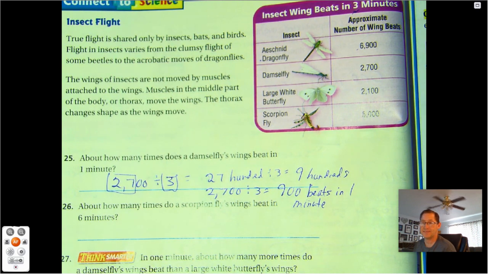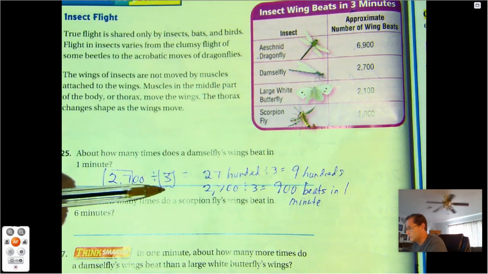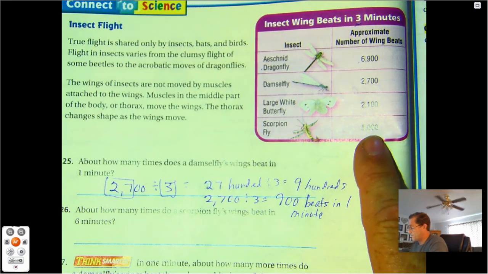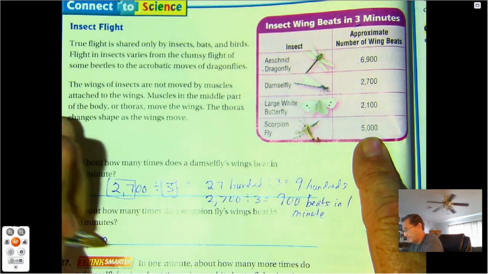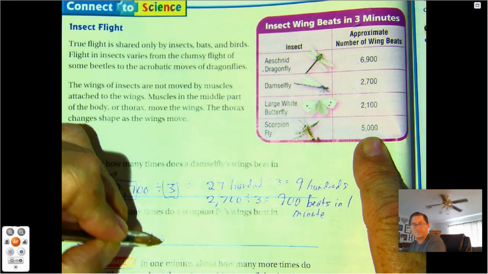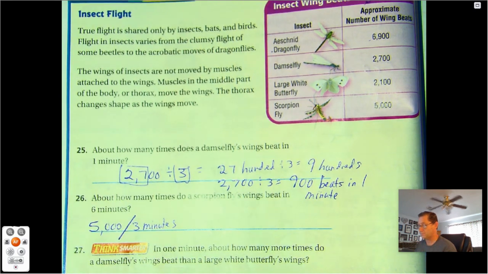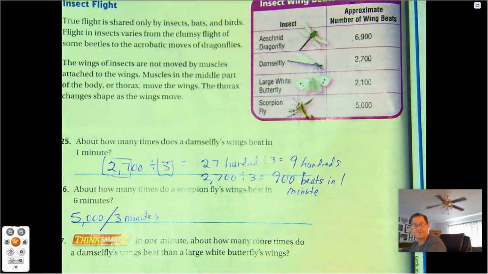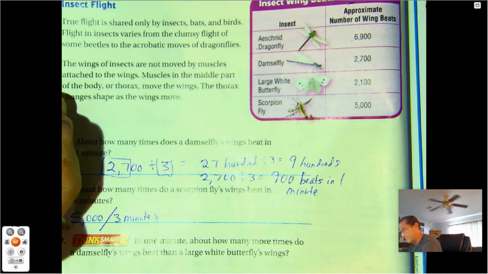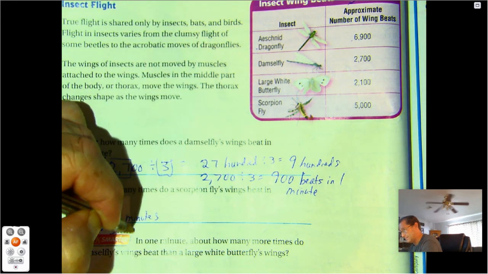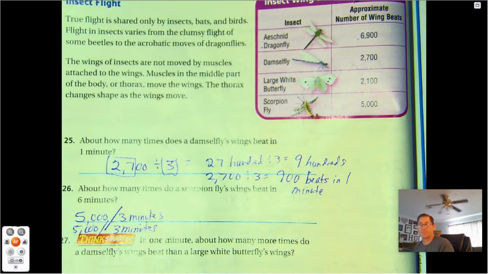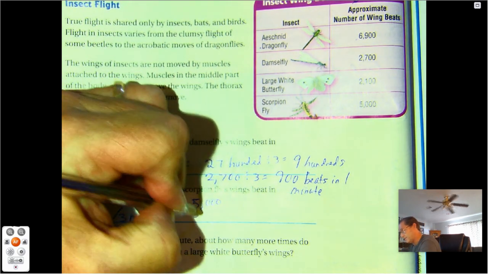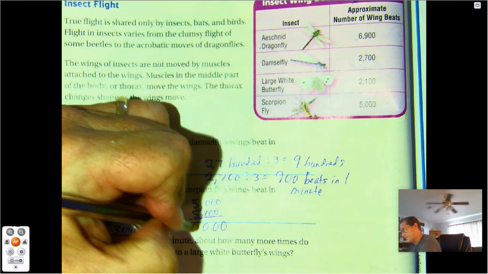About how many times does a scorpionfly's wing beat in 6 minutes? Well, if the scorpionfly is doing 5,000 every 3 minutes, if it's doing it for 6 minutes, isn't that just double, right? So I'm just going to double the number of minutes from 3 minutes to 6. So that would be giving me two sets of 3 minutes, right? 3 minutes, 5,000 beats. 3 minutes, 5,000 beats. So we can just add 5,000 plus 5,000. So 10,000 times in 6 minutes.